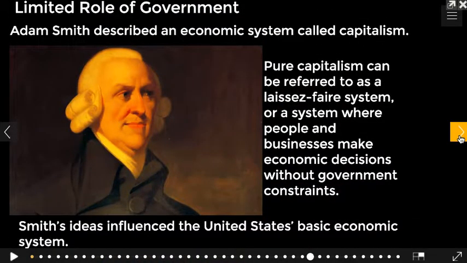Adam Smith described an economic system called capitalism. Pure capitalism can be referred to as a laissez-faire system, meaning let alone, or a system where people and business make economic decisions without government constraints. Smith's ideas influenced the United States' basic economic system.